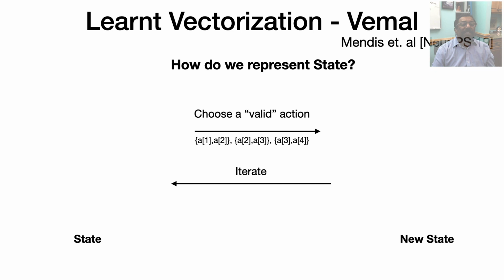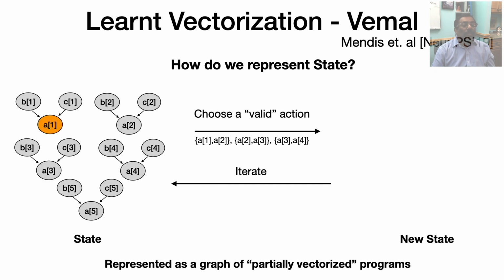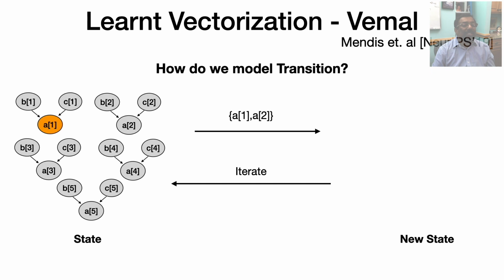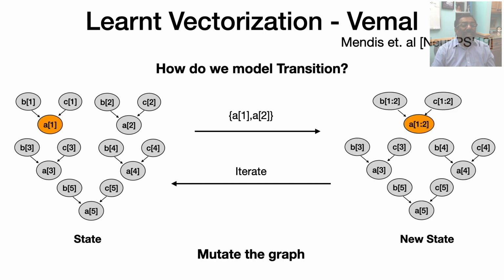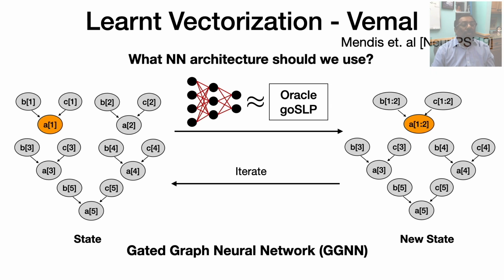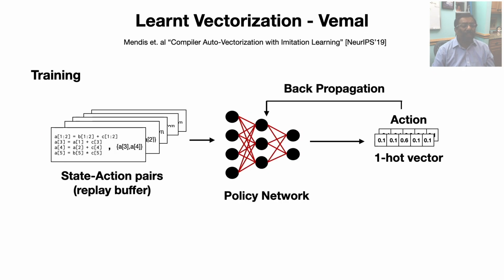So first of all, how do you represent the state? State can be represented using a partially vectorized graph, and you can choose one non-vectorized node and find all the possibilities it can vectorize with. If you choose one, say A1 packed with A2, we can mutate the graph into a new graph that has that thing vectorized or packed, and then iterate this process. So we use a gated graph neural network to feed in this graph and use the oracle GoSLP to train that neural network. So how do you train this neural network?